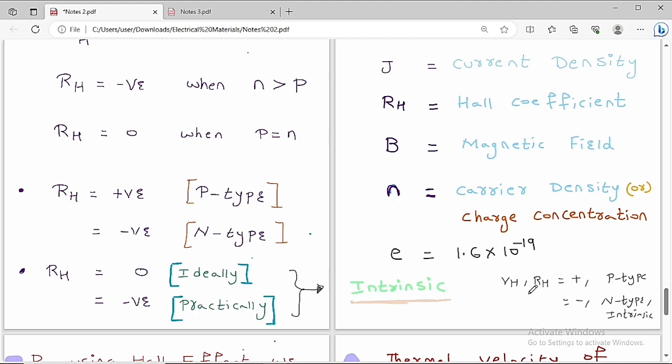Whether the Hall voltage, so the polarity of the Hall voltage or the polarity of the Hall coefficient, is positive for the P type of semiconductor. It is negative for both the N type of semiconductor as well as the intrinsic semiconductor. So this is a very, very important thing you have to remember.